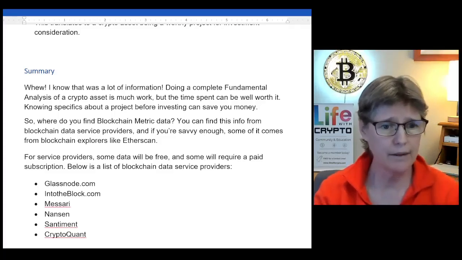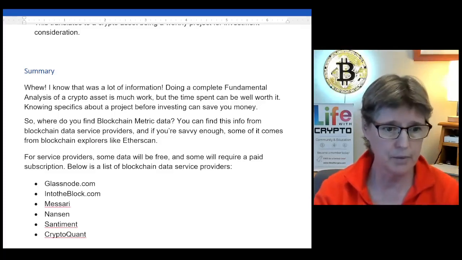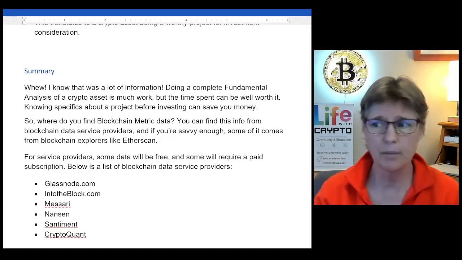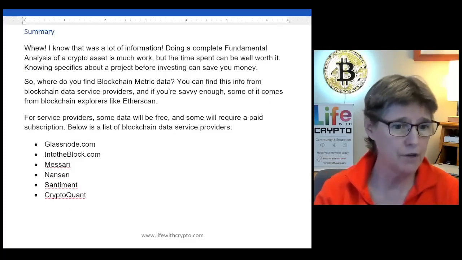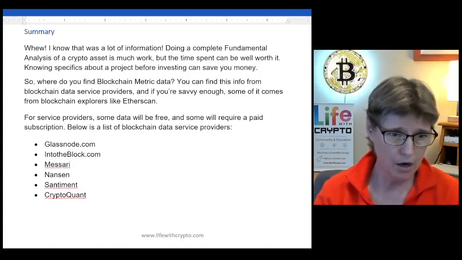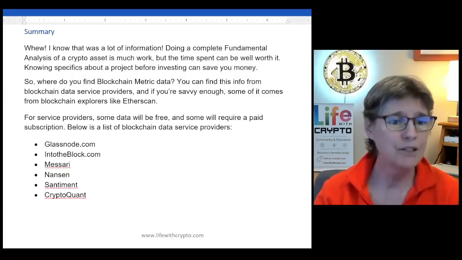For service providers, some data, as I said, will be free and some will require a paid subscription. Below is a list of some of the blockchain data service providers that I know about, and many of them I've used. Glassnode.com is where I got that one chart earlier in this training.